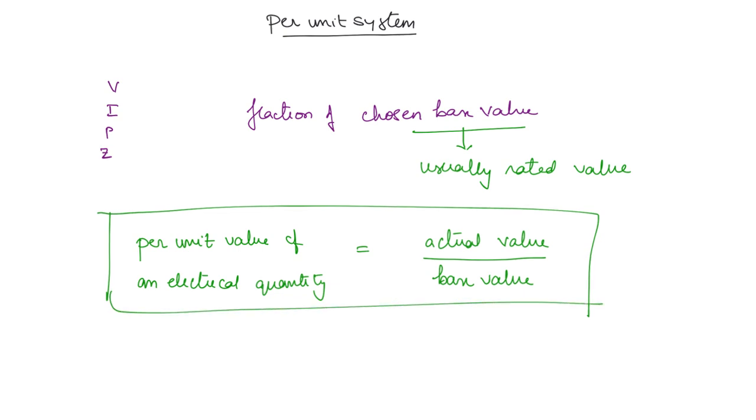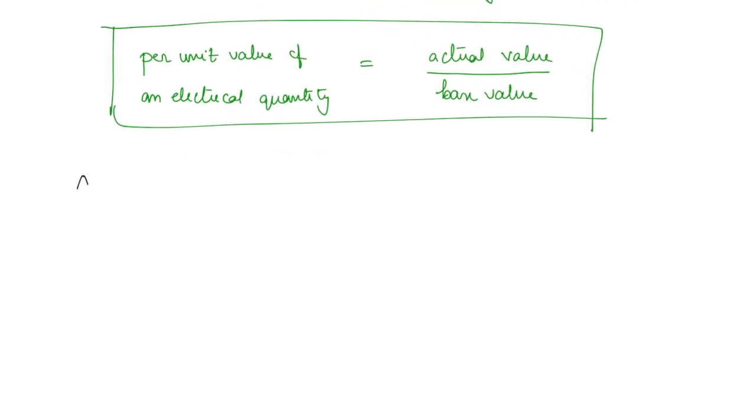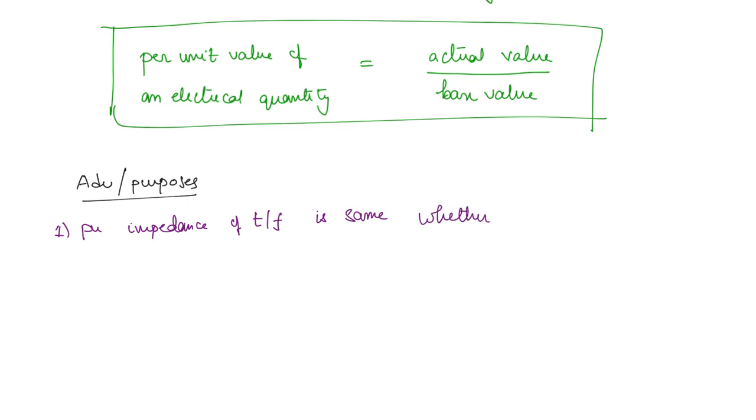Now the next question is, what is the purpose of per unit system? There are a few advantages that we get out of the per unit system. So we will discuss each of them. The very first one is the per unit impedance of transformer is same whether the impedance is referred to the primary or secondary.